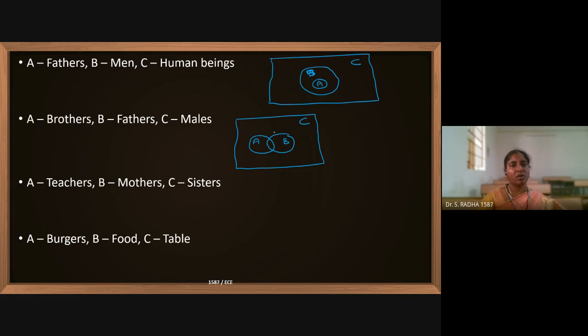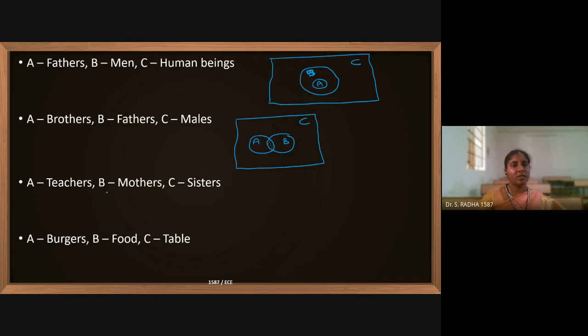C is males. All brothers and fathers are males. And here there may be some people who are brothers alone, not fathers. There may be some people who are fathers alone, who may not have any brothers, but there may be a common region. For some men, there can be a common region, where they act both as brothers as well as fathers. They have some brothers, and they are also father to a few children, like that. So this is the Venn diagram.